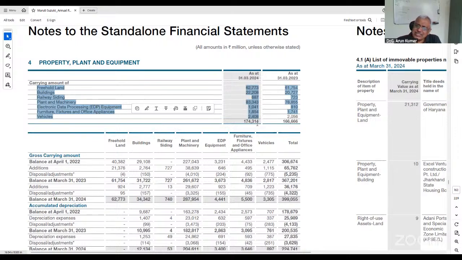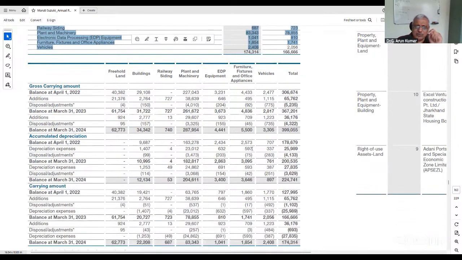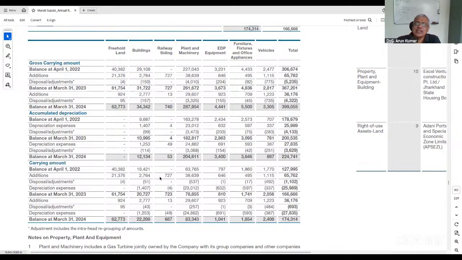Now, sir, do these things have depreciation? Yes, they do have depreciation. That is where you'll go down in the same schedule. Each one of these is listed: freehold land, vehicles, etc. Now, let us look at plant and machinery. The balance as of 31st March 2023 is 261,672.